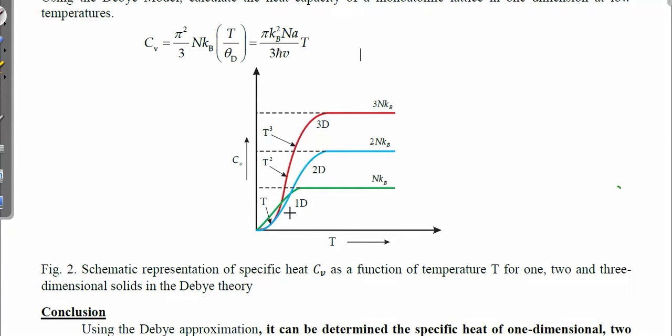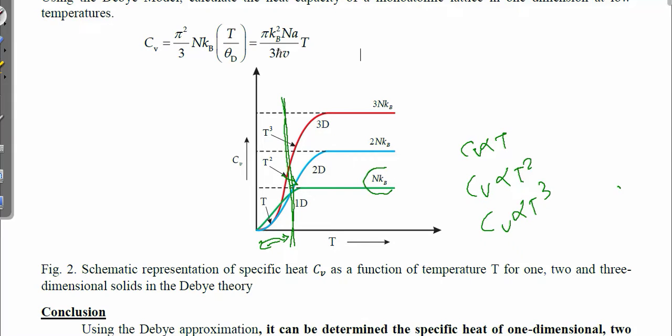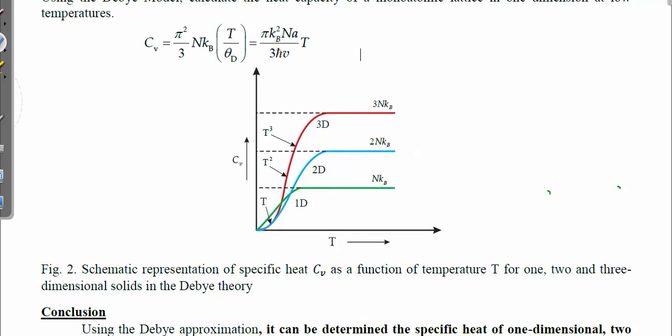From this graph, the 1D solid is green, the 2D solid is blue, and this is for the 3D solid. At low temperature, somewhere here or less, for the 1D solid Cv is directly proportional to T. For 2D solids, Cv is directly proportional to T squared. And for 3D solids, it is proportional to T cubed at low temperature. Just pay attention to low temperature. At higher temperature, it will be nkB because it is one dimensional. Two dimensional, it is 2nkB. Three dimensional, it is 3nkB.